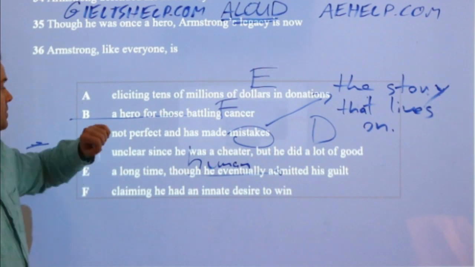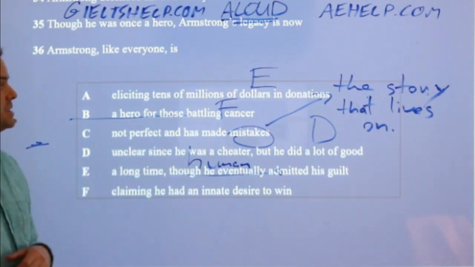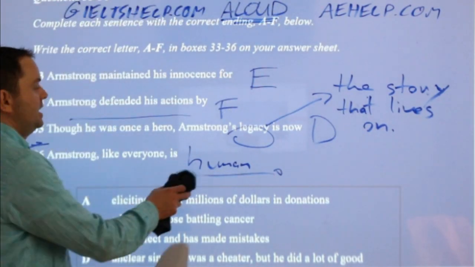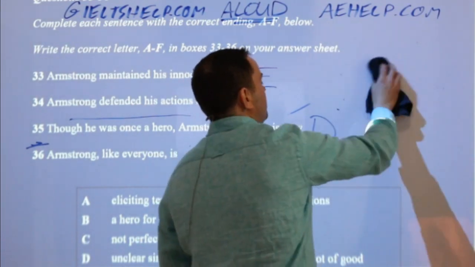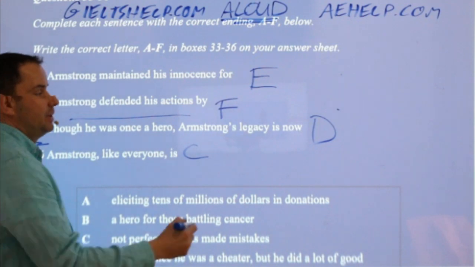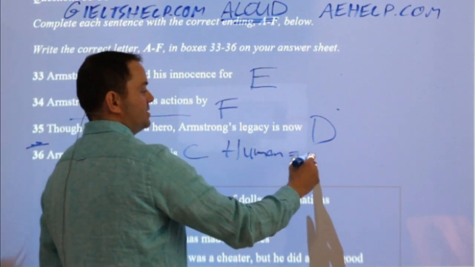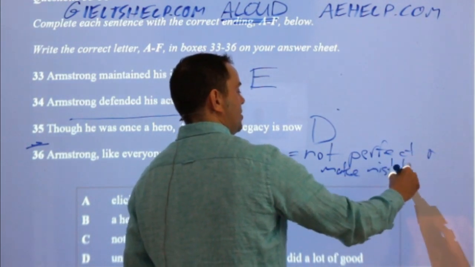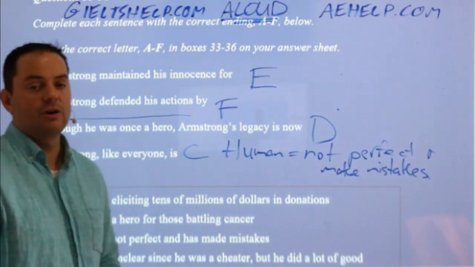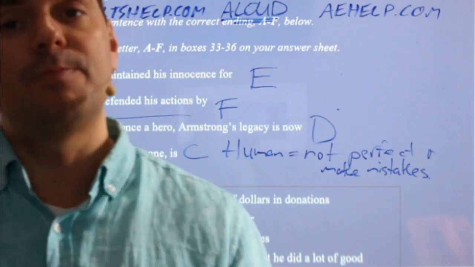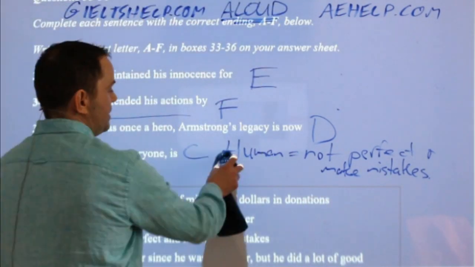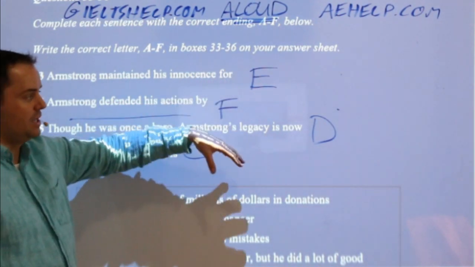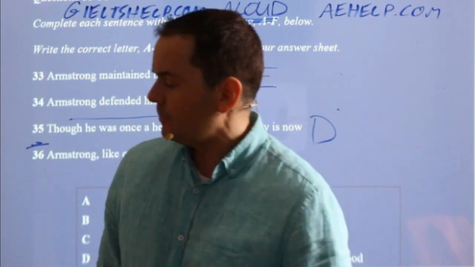So A, eliciting tens of millions of dollars. A hero, not perfect, and has made mistakes. That is a lengthy way of saying human. So the best answer for that one is C. So for those of you who said C for 36, you're correct, because human means to be not perfect and make mistakes. Okay, so I think most people, especially those of us who are somewhat humble, will agree that being human in a large part is being imperfect and making mistakes. So if you chose C for that one, good for you. Okay, for these answers, you probably should not be searching in the text anywhere. Okay, if you're searching for these, you're going to waste time, energy, and you'll probably get some of these wrong.